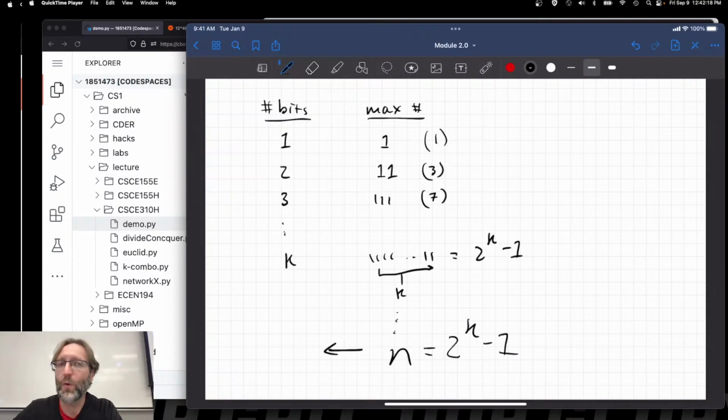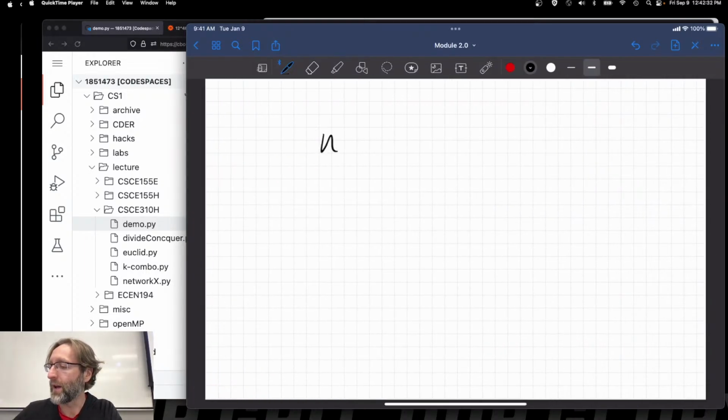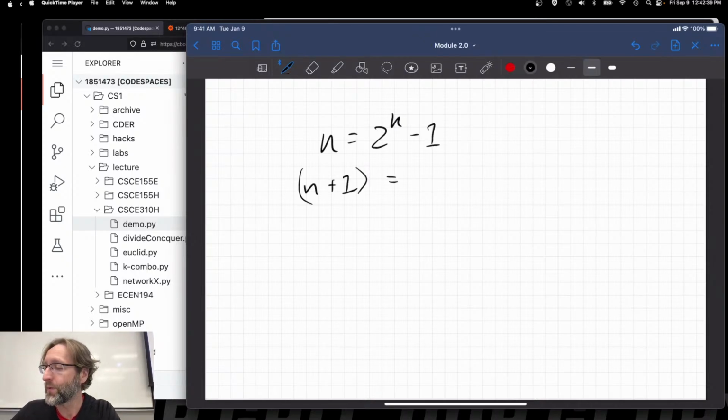Now we're answering the question in the reverse order. What is k? Suppose I have a number n. What's the minimum number of bits that I need to represent that number? And we've got n is equal to 2 to the k minus 1. All right, so take the minus 1 to the other side, and we get n plus 1 is equal to 2 to the k.